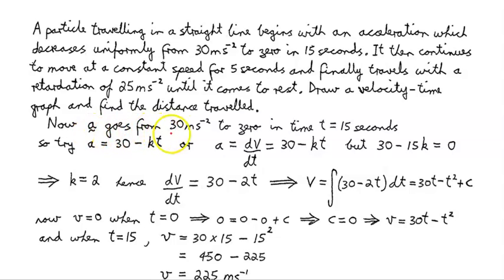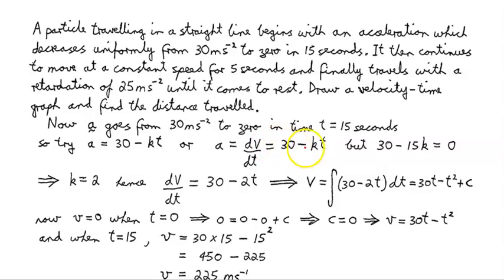So A goes from 30 meters per second to 0 in a time of t equals 15 seconds. So let's try writing A equals 30 minus some constant times time. It needs to be time related because it has to happen over 15 seconds, and it decreases uniformly. So it rather suggests a linear type relation. Now A is also equal to the rate of change of the speed with respect to time.